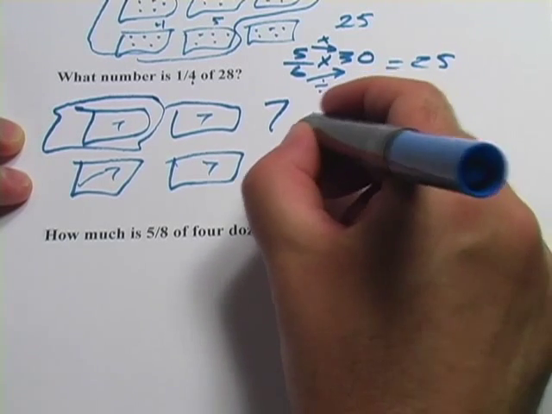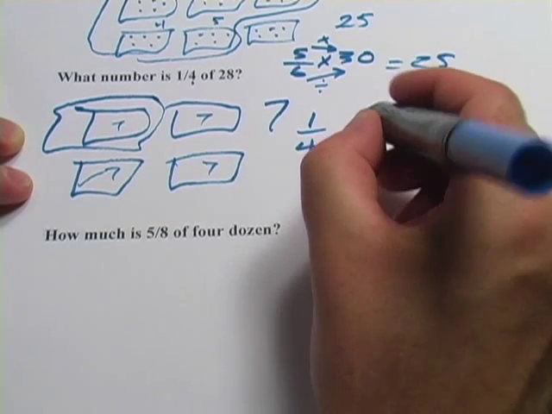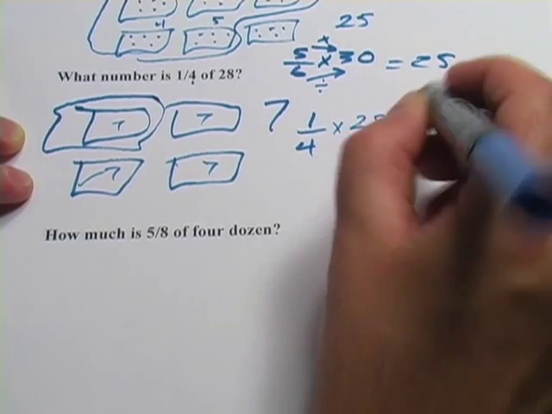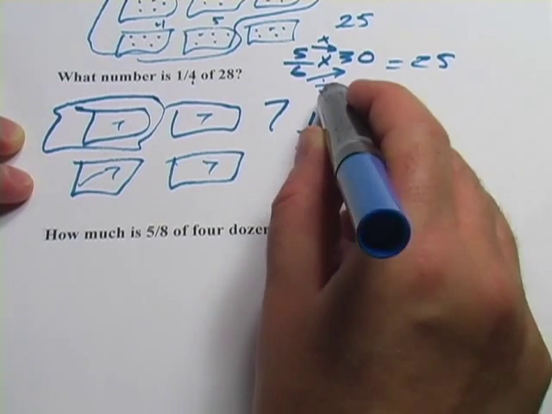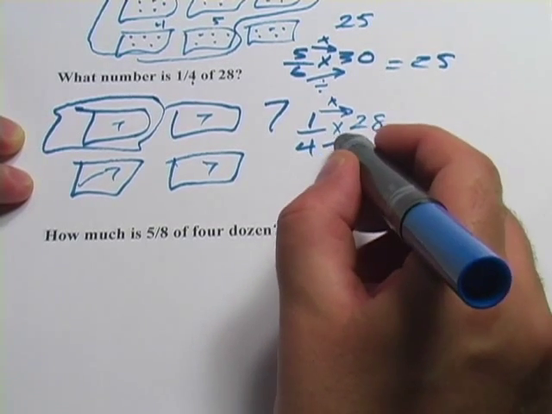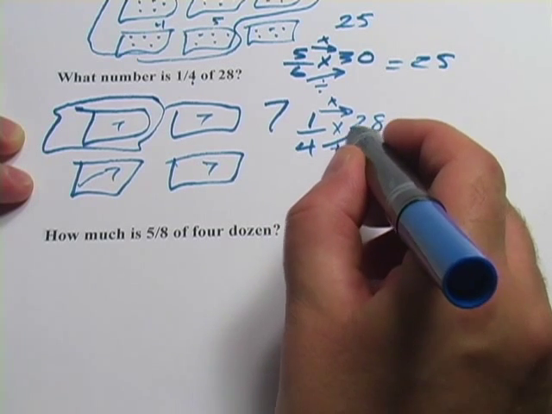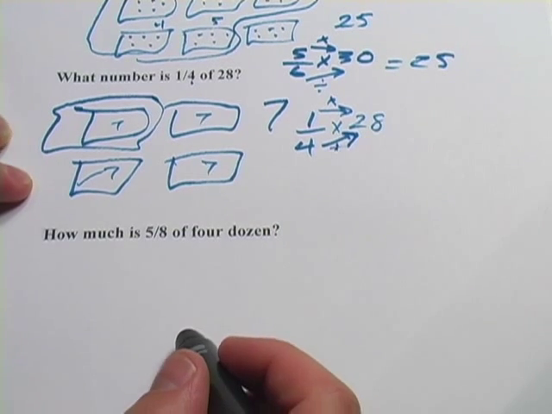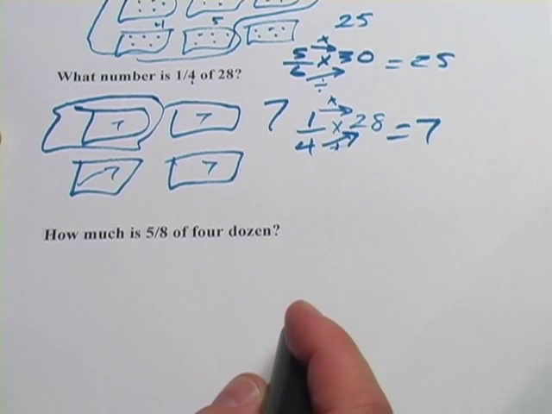Or you could do it this way. 1/4 of 28 is 1/4 times 28, and it would be 1 times 28 divided by 4. And that would be 7.